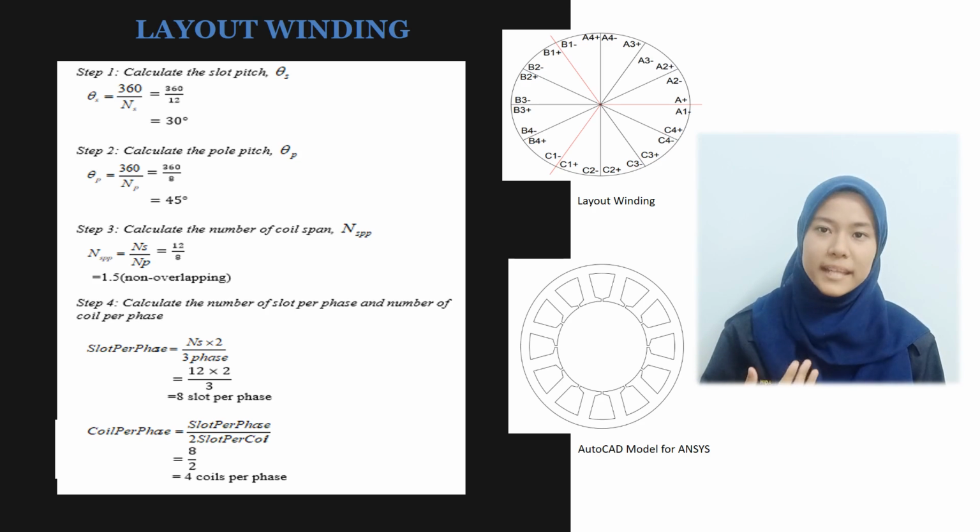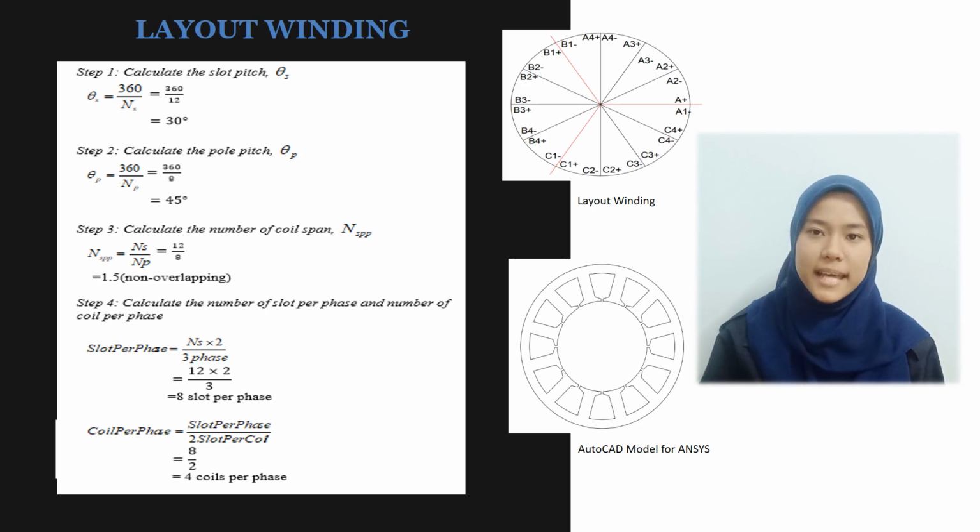The number of coil span that we get is 1.5, which means that the motor is non-overlapping type. Then, for the number of slots per phase, we multiply by 2 and divide by 3 phases. The value that we get is 8 slots per phase, and the number of coils per phase is equal to 2. The layout winding of this motor and the AutoCAD model for ANSYS are shown above.